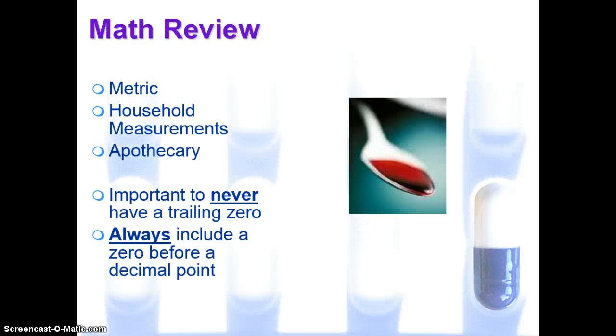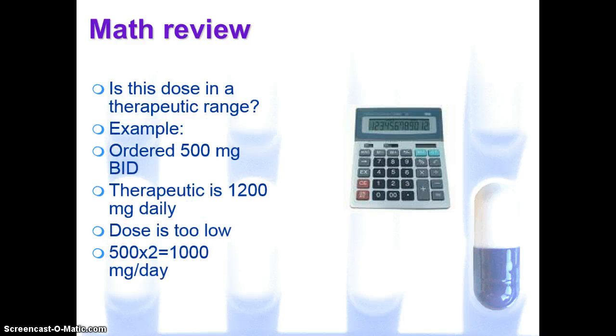Math review is going to be on your own. If you need help, the Resource Center is open. You'll want to review metric, household measurements, and the apothecary system. A couple of rules to remember: never have that trailing zero, because if I write 5.0, it could be misconstrued as 50. Always include a zero before a decimal point so that you can see very clearly that there is a decimal point. Otherwise that decimal point might be missed.